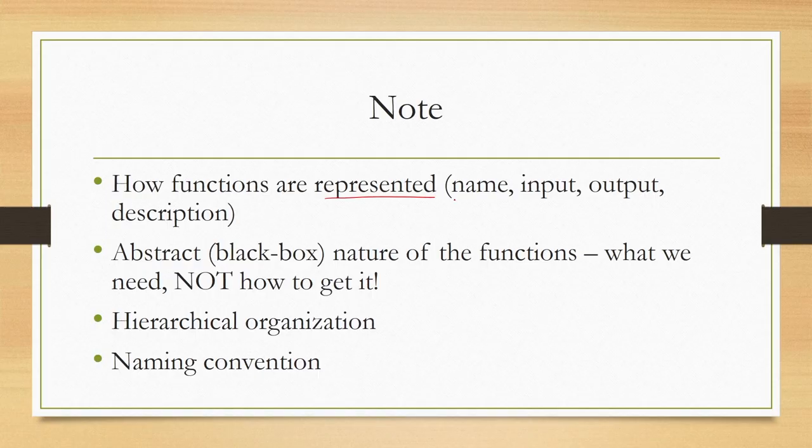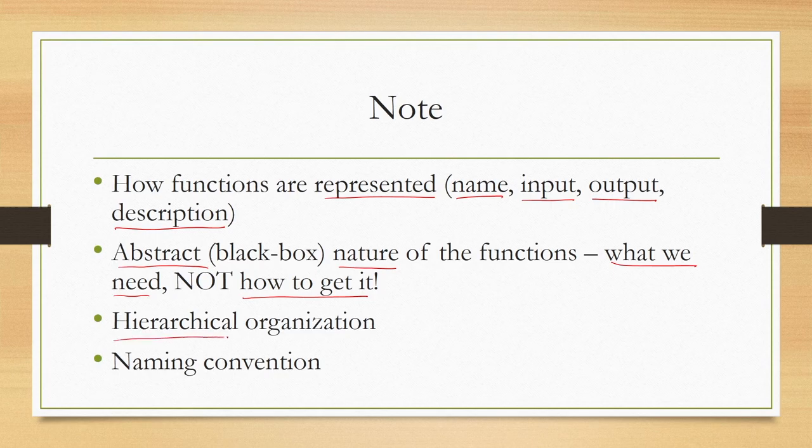So, again here you should keep in mind and note in this lecture how we have represented the functions in SRS, namely the name given, a short name of one or two words, then input specification, output specification and description for functions at each level. Then the abstract nature of the way we have identified the functions. So, essentially our focus is what we need rather than how to achieve the requirement, how to do it. Our objective is only to specify the functions which we need rather than how to get what we need or the algorithm for the functions. That is not required at this stage.